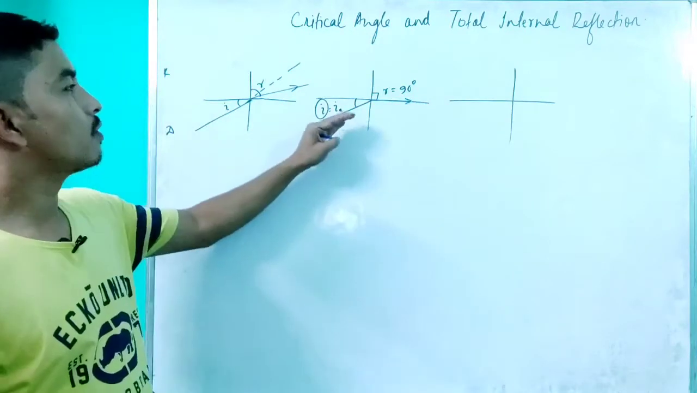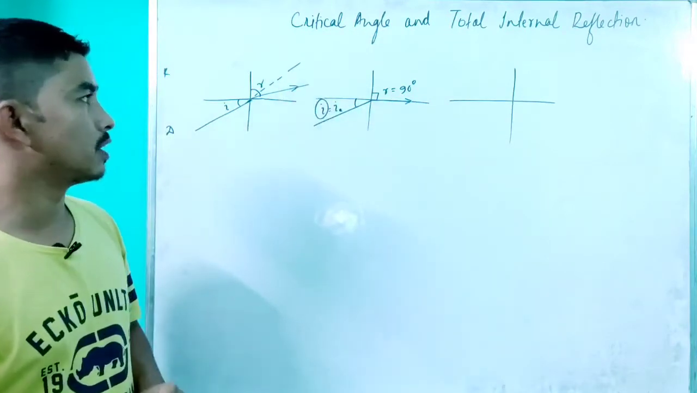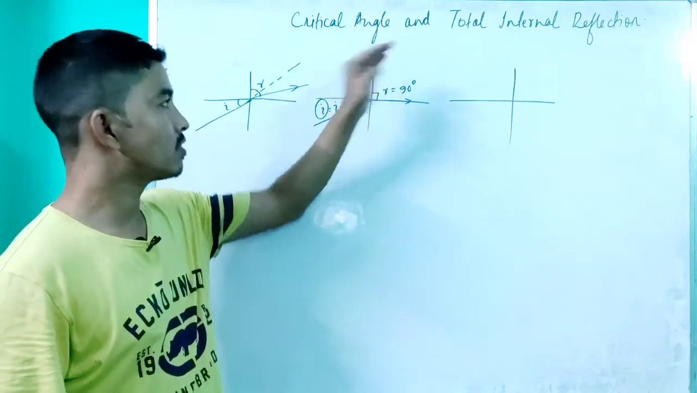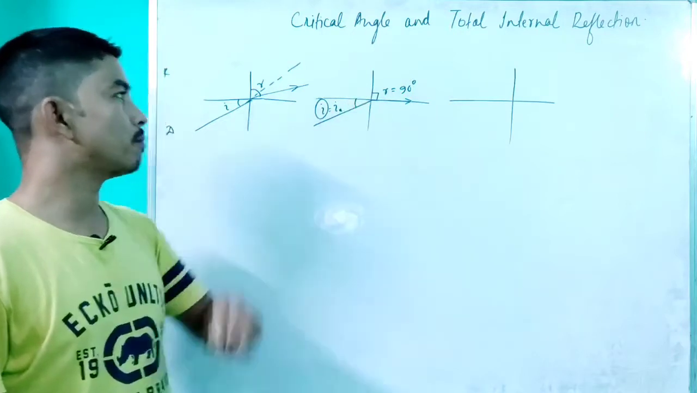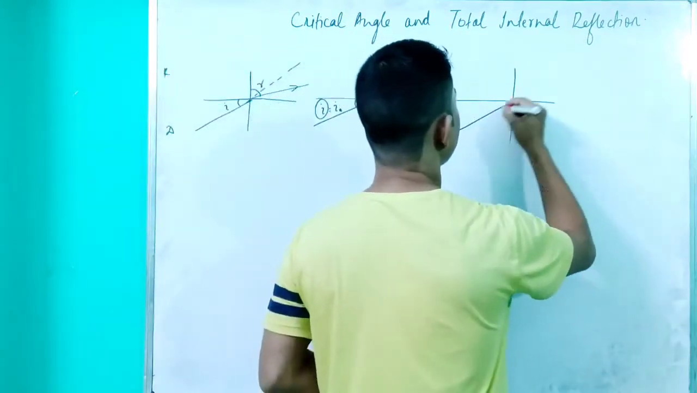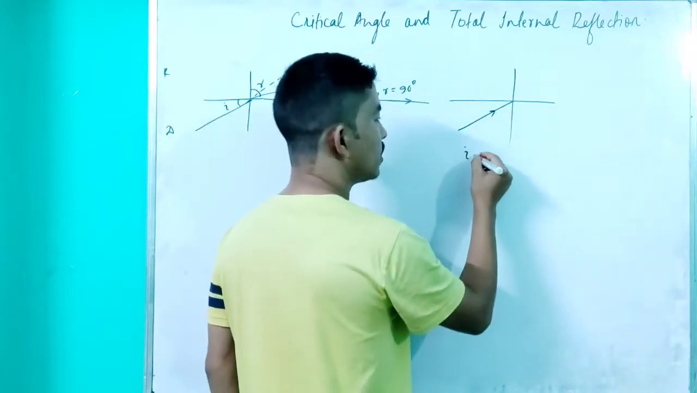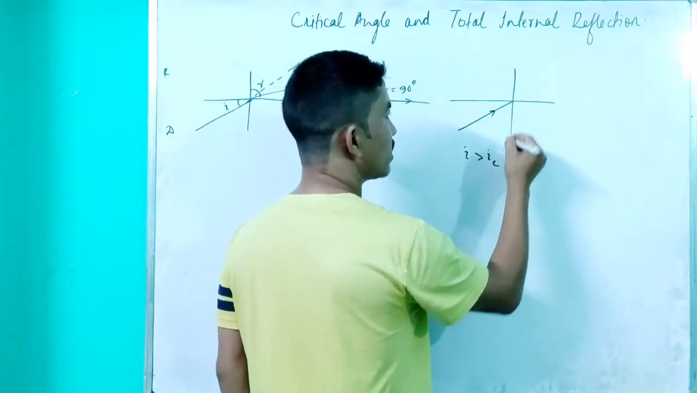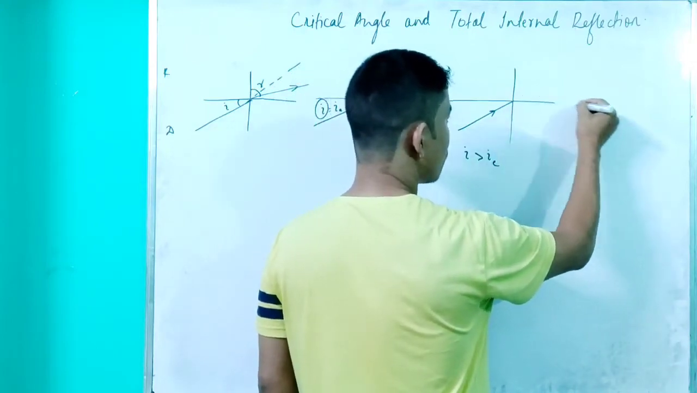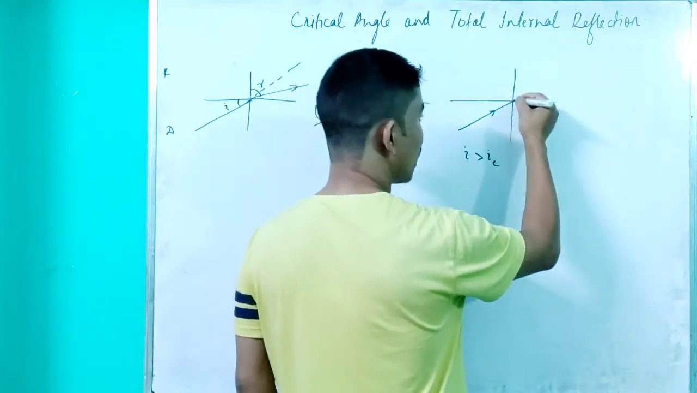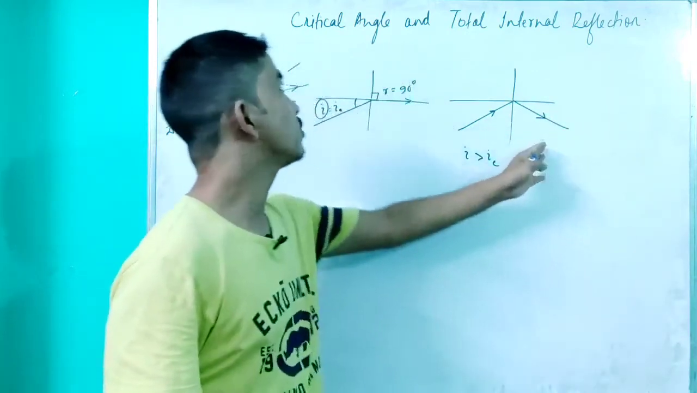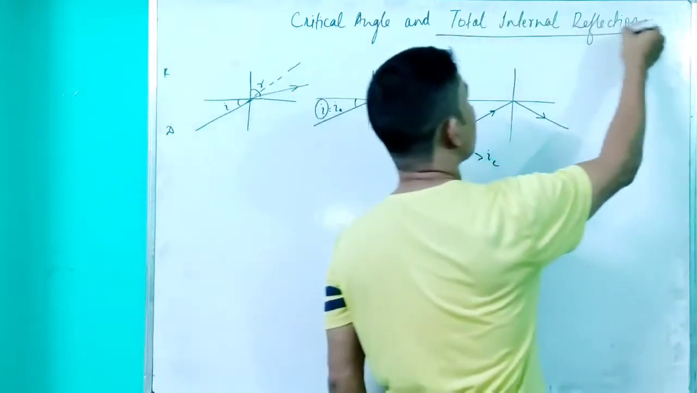Now if I further increase the angle of incidence, what happens? This ray, instead of passing into the other medium, will bend back or return into the same medium, like in the third case here. In this case, the angle of incidence is greater than the critical angle iC. So instead of passing along the line separating the two media, the ray of light will be totally reflected back into the denser medium. That is known as total internal reflection.